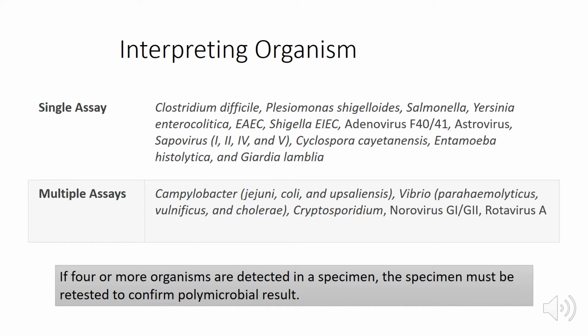This is a chart that lists the organisms detected by single and multiple assays. Organisms detected by the FilmArray GI panel are considered to be detected if a single corresponding assay is positive. It's important to note that if 4 or more organisms are detected in a specimen, then the specimen must be retested to confirm polymicrobial result.